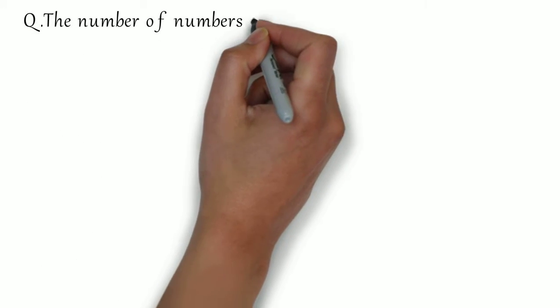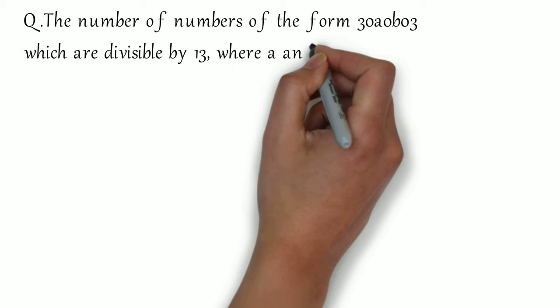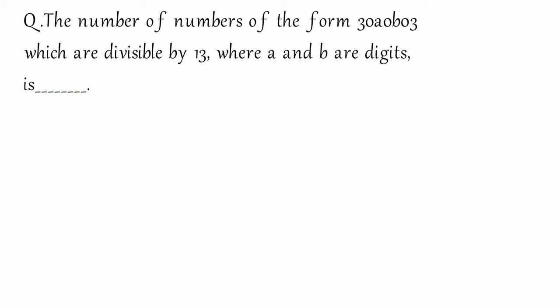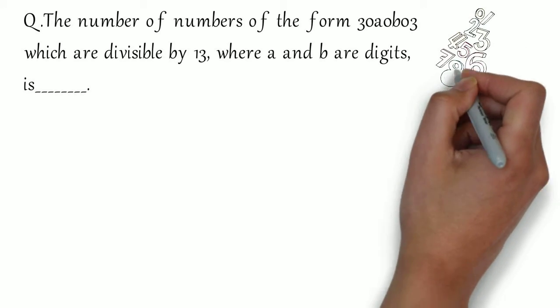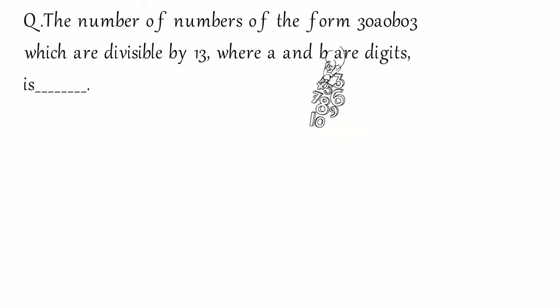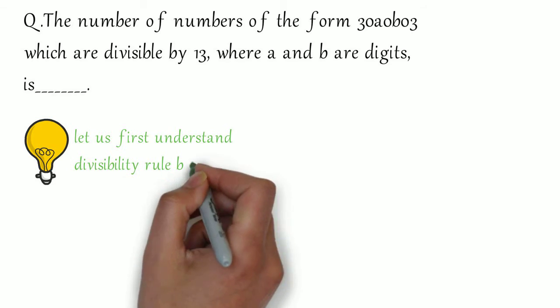The number of numbers of the form 30A0B03 which are divisible by 13, where A and B are digits, is. Let's get started. In order to solve this problem, we should first find the divisibility rule of 13.